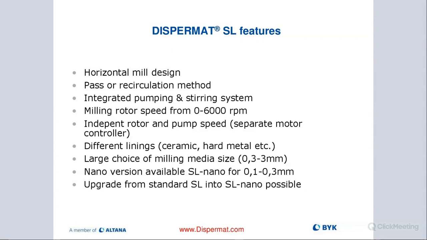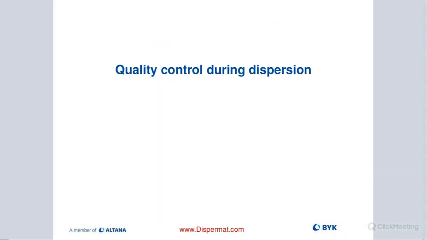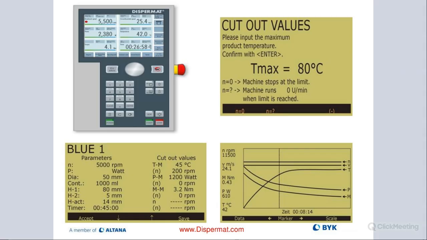Depending on the screen size or dynamic gap that you're using, you have the choice of many different media sizes. And then there's also nano machines available, or even a nano kit that allows you to upgrade from a standard SL to a nano machine if you require super, super small particle size. We have the ability on the C technology kind of to control a lot of these parameters. So we have also what's called cutoff values.